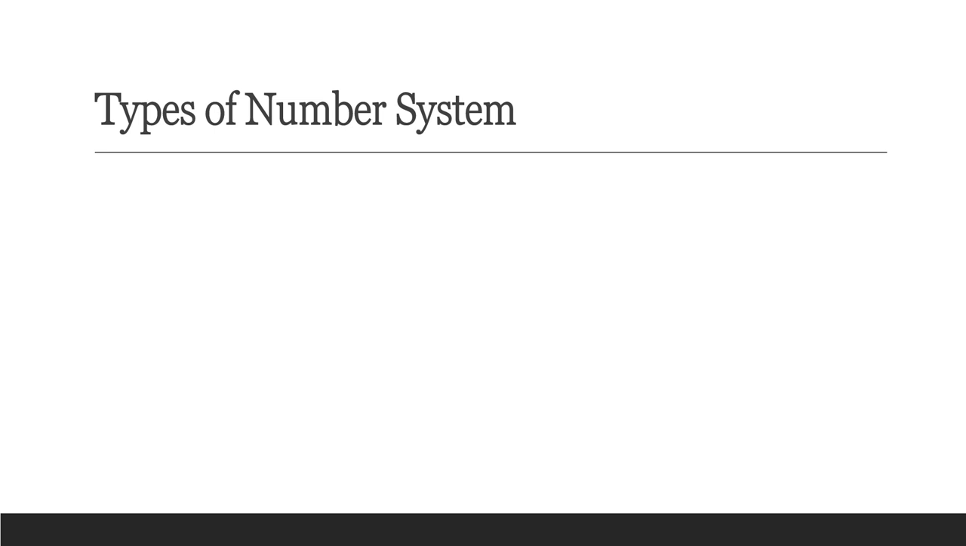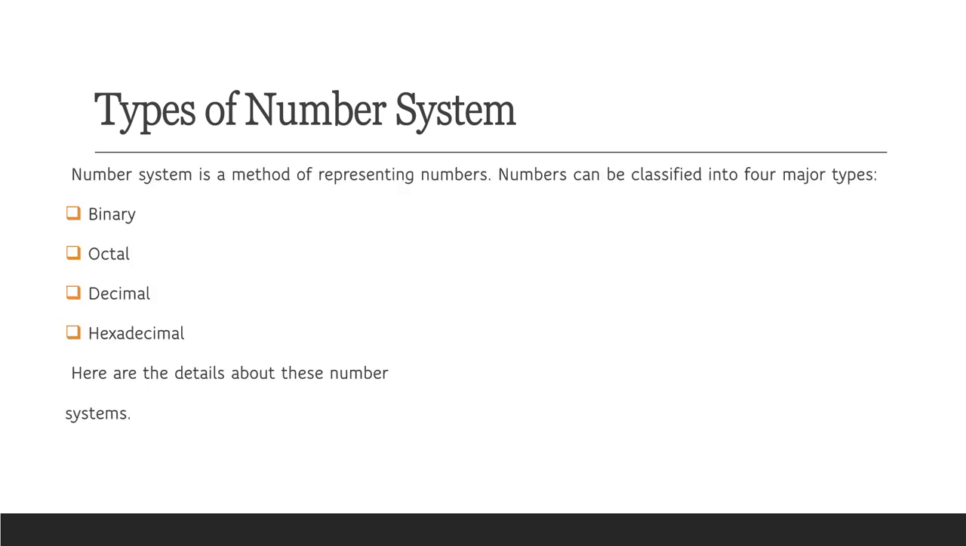Types of number system. Number system is a method of representing numbers. Numbers can be classified into four major types: binary, octal, decimal, hexadecimal. Here are the details about these number systems.